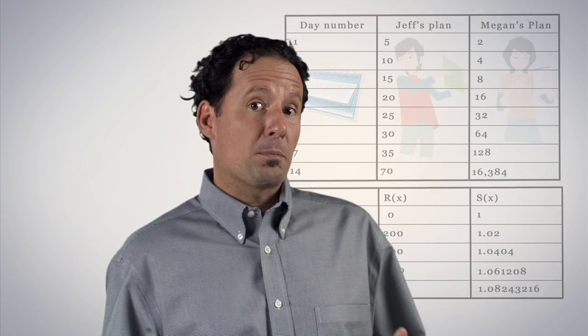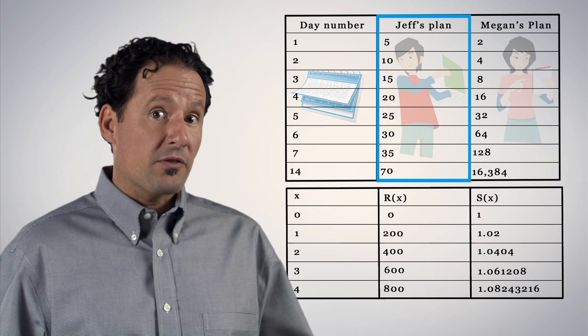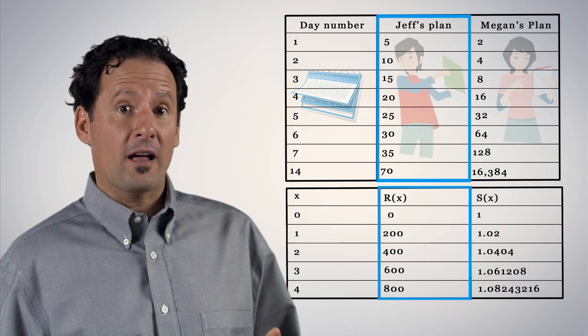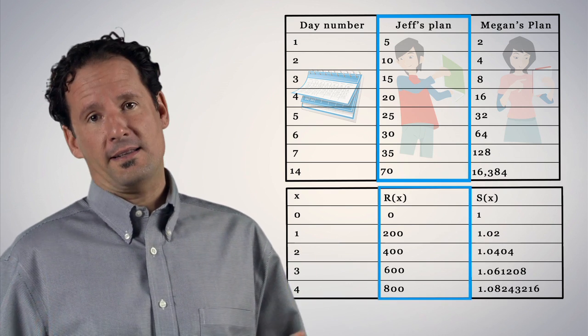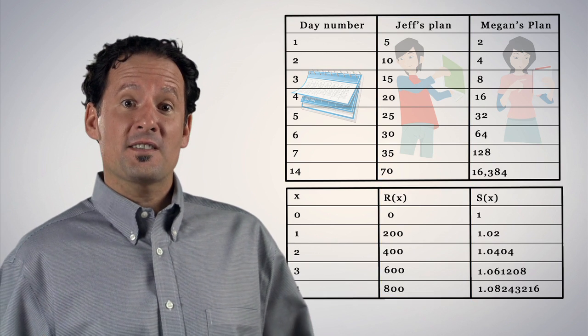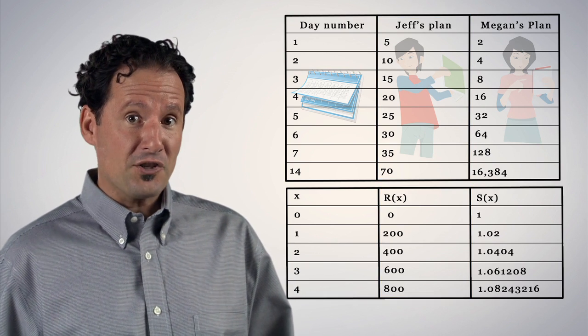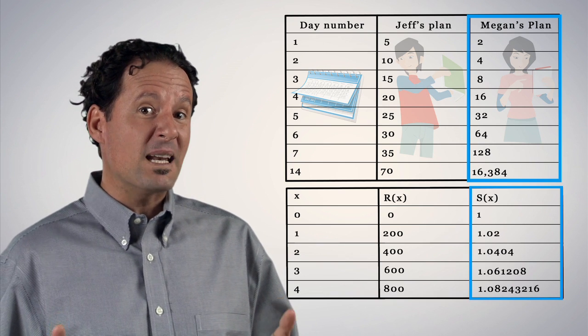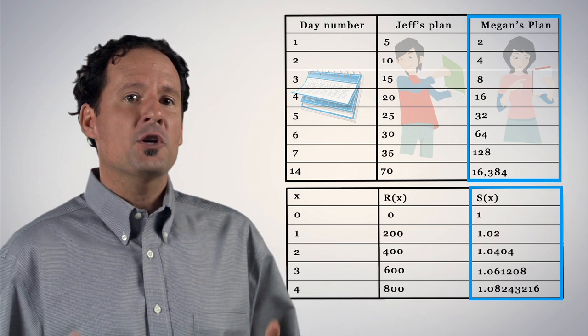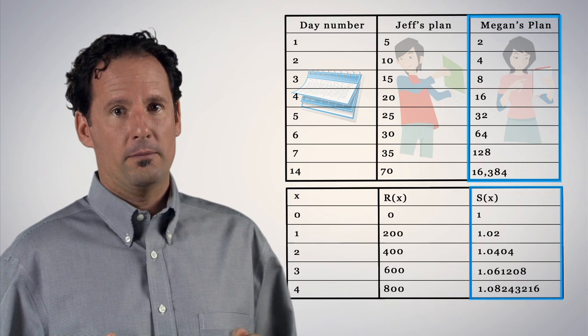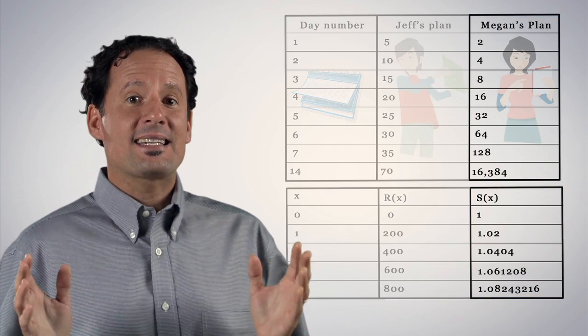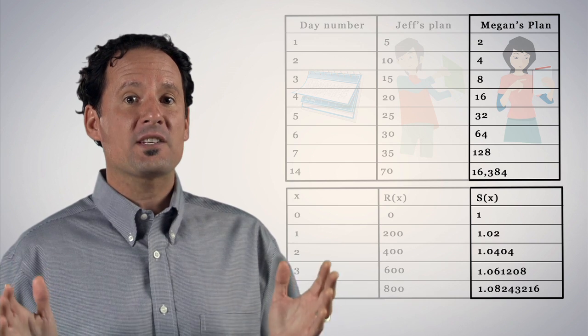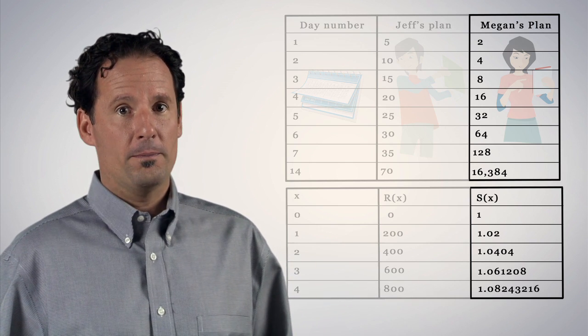Functions that grow by the process of addition, like Jeff's rumor, the $200 per minute lottery prize, show equal and consistent growth. Functions that grow by the process of multiplication, such as Megan's rumor or the lottery prize that increases by a minuscule 2% per minute, show accelerating growth. Remember, the accelerating growth always surpasses the steady growth.